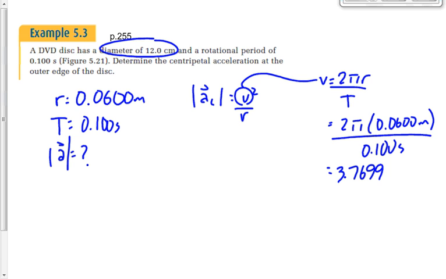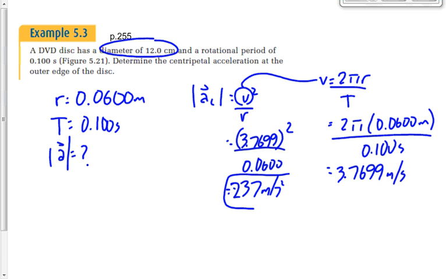3.7699 meters per second. Now we're going to take that number and plug it in here, 3.7699, make sure we square it, divide it by r, 0.0600. And when we do that, we get 236.9, or rounded to 3 digits, it would be 237 meters per second squared. That's a pretty high rate of acceleration.